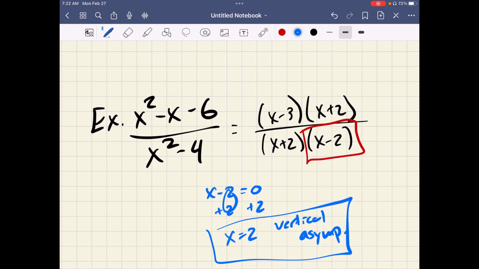Now, something to keep in mind, you don't always have holes and you don't always have vertical asymptotes. So you just got to pay close attention. Remember, a hole or discontinuity is when you have matching terms in both the numerator and denominator. And a vertical asymptote you would find by any other term in the denominator that doesn't also have a matching term in the numerator. So you could have one hole, you could have 5 holes. It just depends on your function and what we have in both the numerator and the denominator.